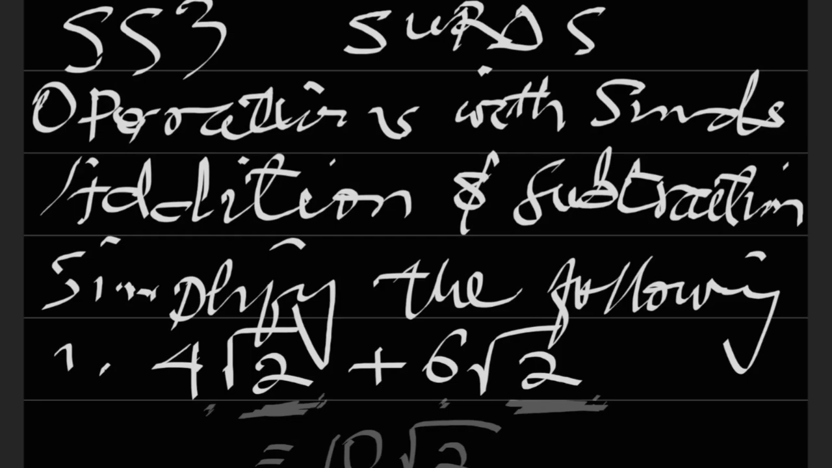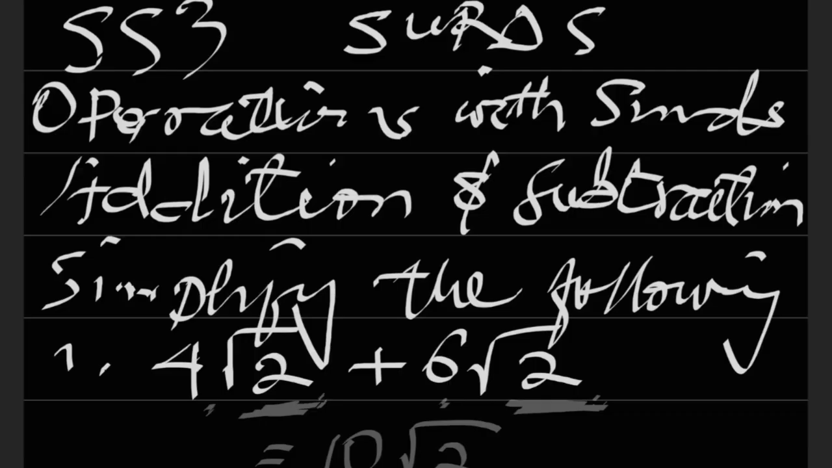This is the basic principle. If you are to add or subtract surds, there is one major thing you need to look at. You must ensure that the numbers you are adding or subtracting are like terms. It is only when they are like terms that you can add or subtract. If they are not like terms, there is no way you can add or subtract the numbers. You just leave them like that.